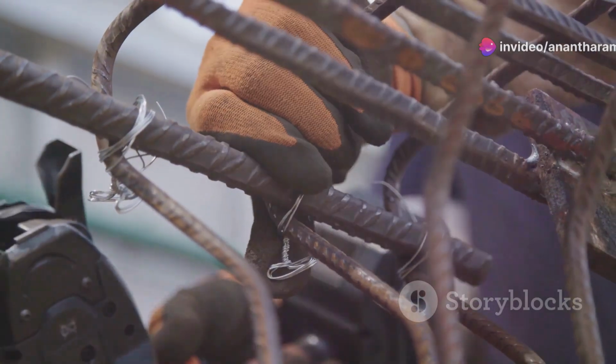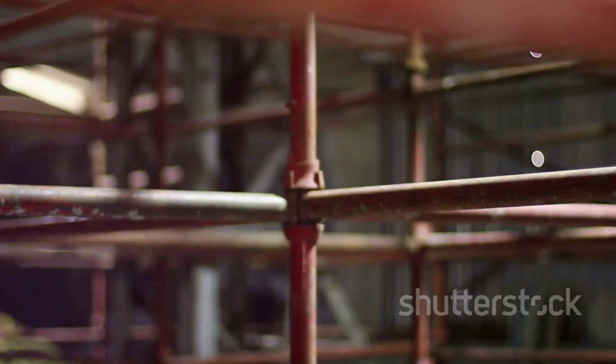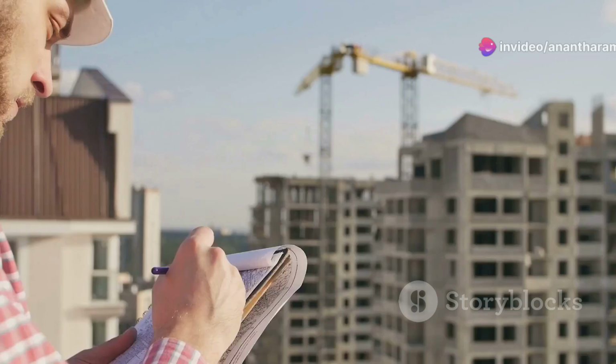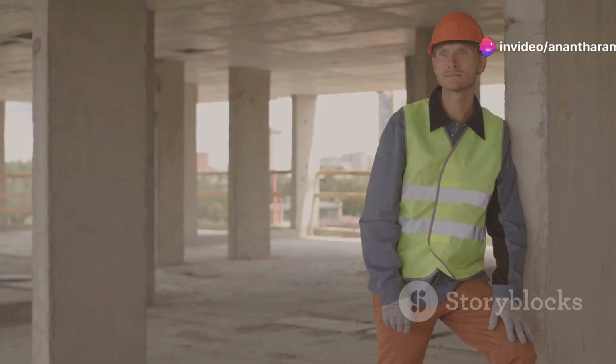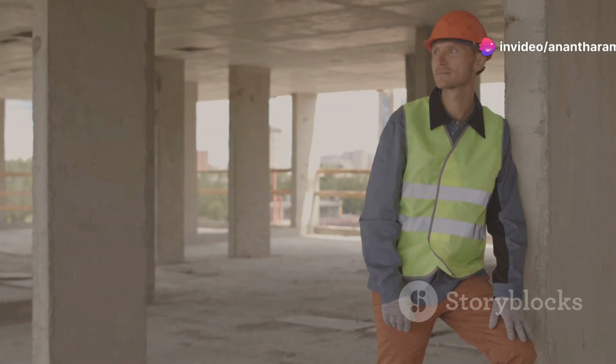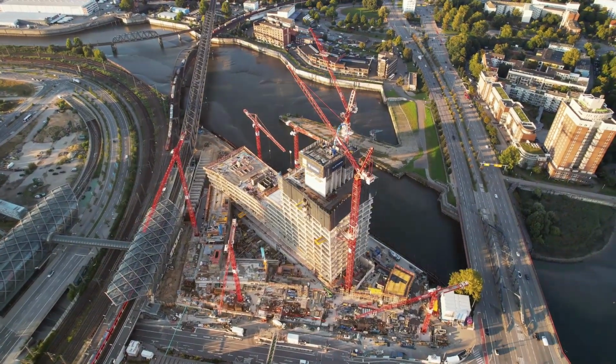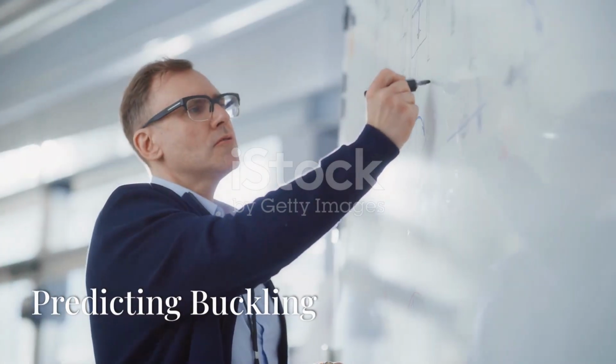A fixed end prevents both rotation and displacement, while a pinned end allows rotation but restricts displacement. A free end allows both rotation and displacement. Fixed ends provide the most restraint, increasing the column's resistance to buckling. Free ends offer the least restraint, making the column more susceptible to buckling at lower loads.